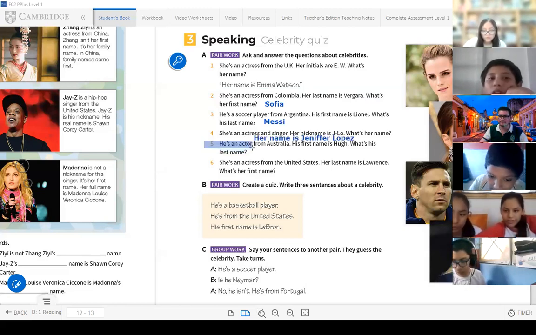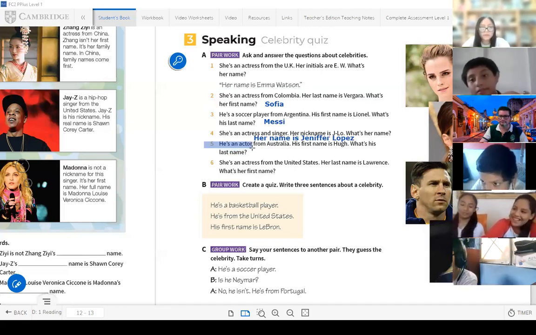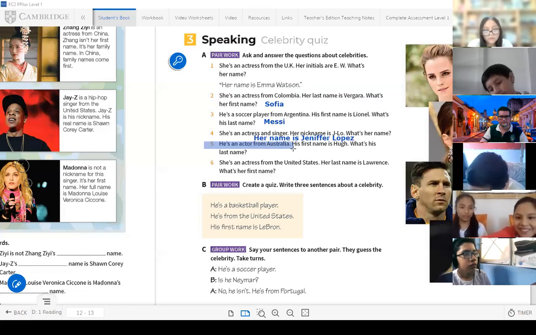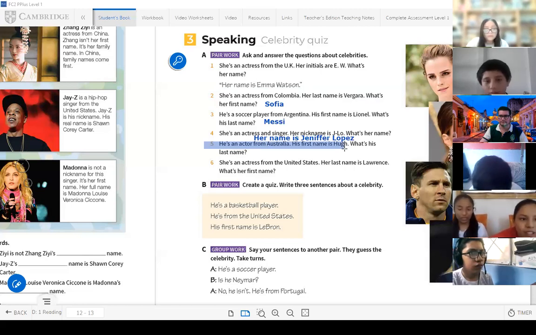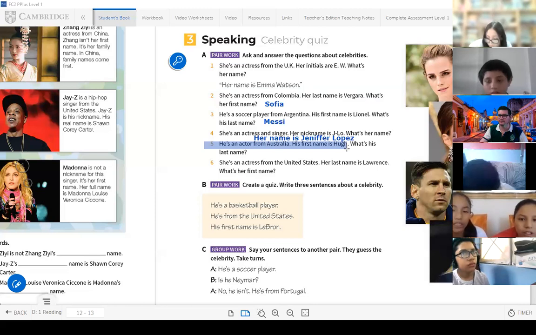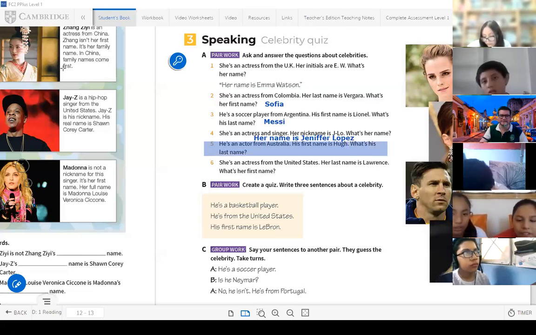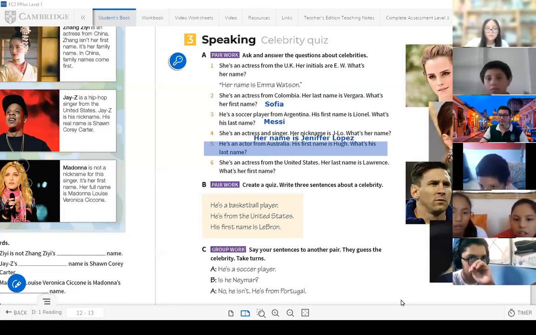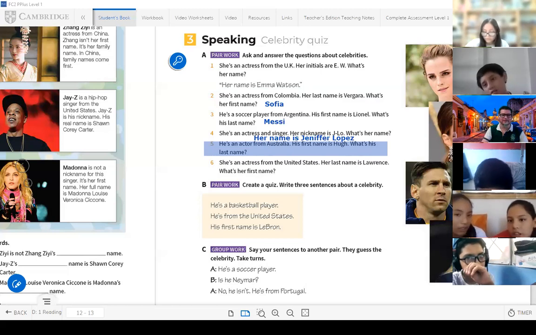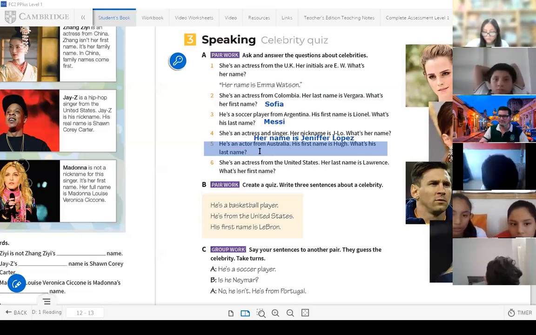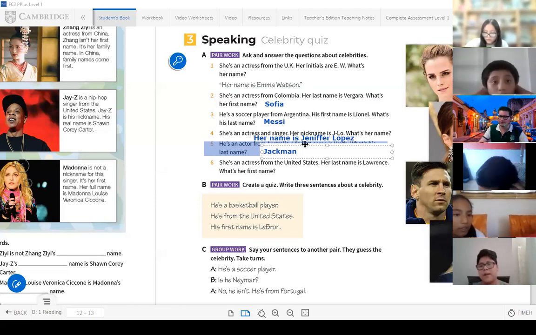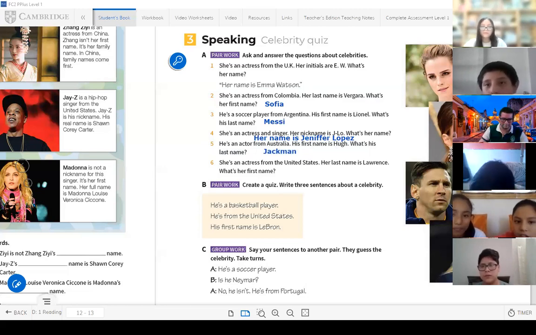Number five. He's an actor. His first name is Hugh. What's his last name? Hugh Jackman. Oh. El actor de Wolverine. Yes. No, he's from Australia, right? Hugh Jackman, right? What's his last name? Jackman. Yeah, that's a really good actor, no? Él tiene varias movies, tiene varias películas también. Pero para mi amigo Enrique siempre va a ser Wolverine, donde lo vea, right?